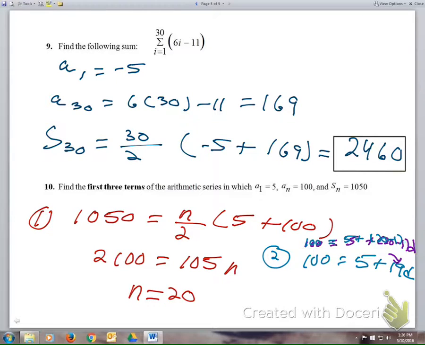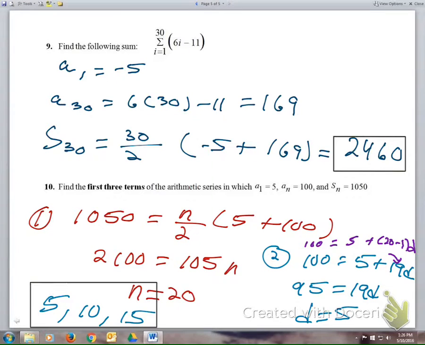Okay, so I just wrote over that, but it's the same thing. So I will erase that. Okay, and then I'm going to solve that, and I'm going to get d. So d is 5. So if the first term is 5, the second term is 10, and the third term is 15.